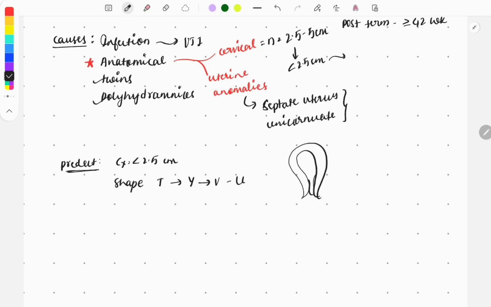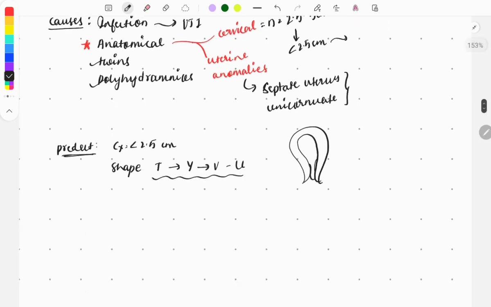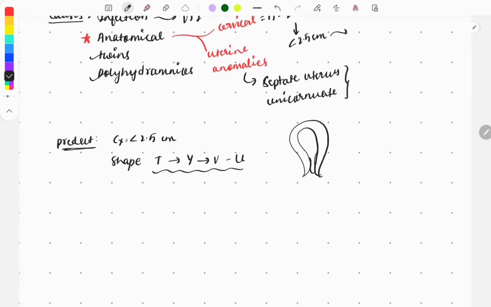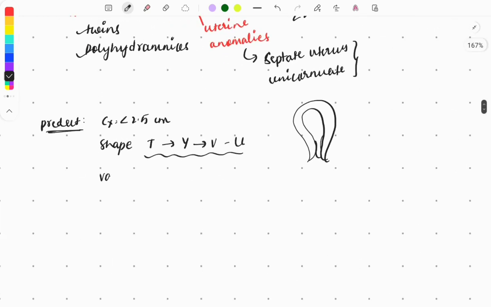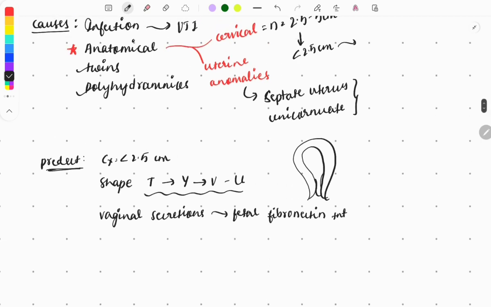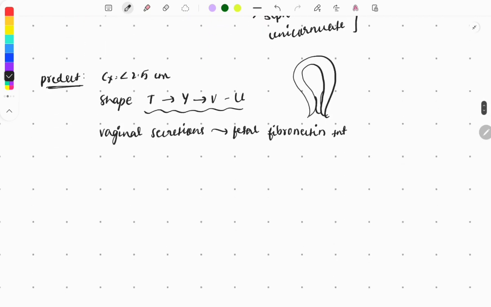So like this, it will form a U. If you can find these changes in the opening of the cervix, then you can predict that there can be a preterm labor. Then vaginal secretions, which is the fetal fibronectin. If it is present in the vaginal secretions, then there can be a risk of preterm labor.